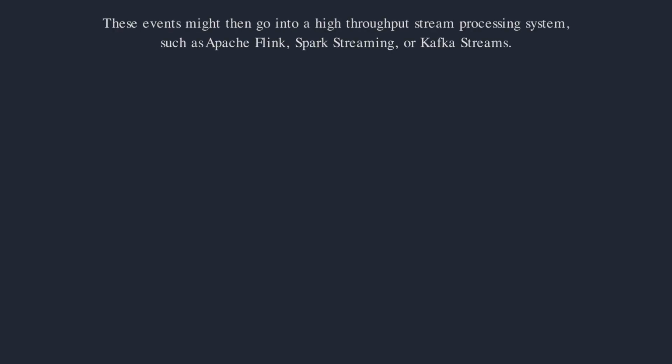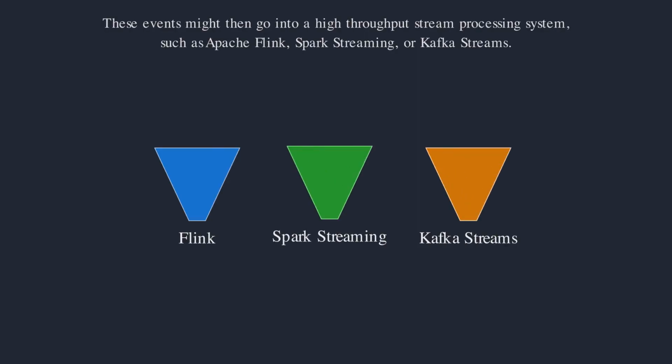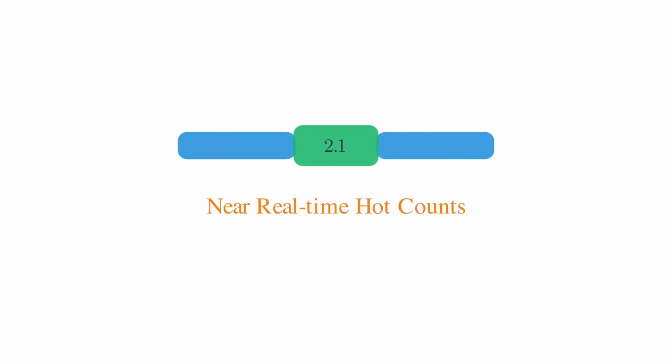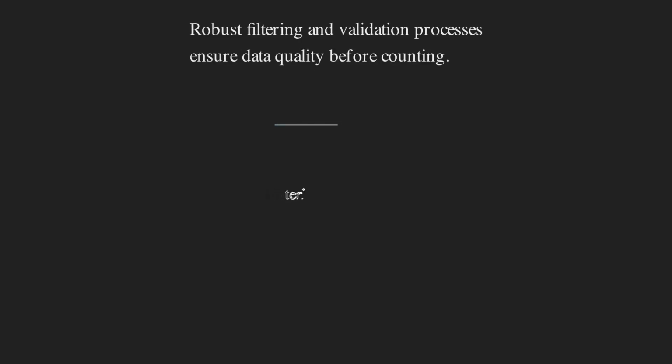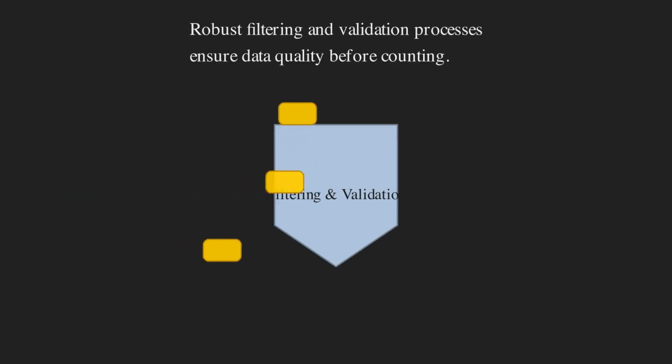These events might then go into a high-throughput stream processing system, such as Apache Flink, Spark Streaming, or Kafka Streams. This layer can perform initial, fast, in-memory counting or aggregation to provide near real-time, or hot, counts for popular videos. Before permanently counting these views, systems employ robust filtering and validation processes to ensure data quality.